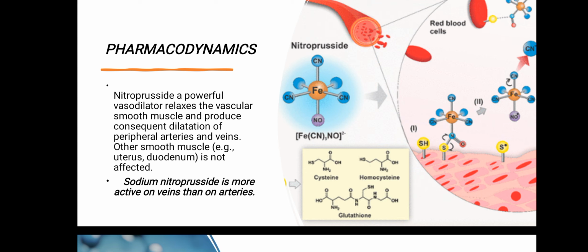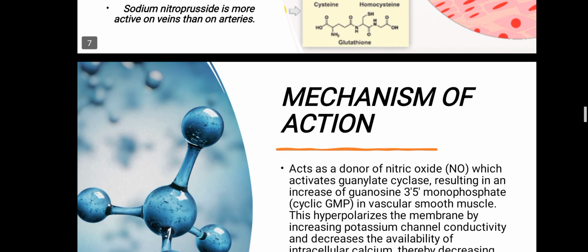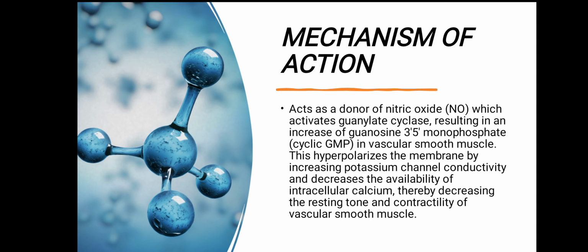Pharmacodynamics. Nitroprusside, a powerful vasodilator, relaxes vascular smooth muscle and produces consequent dilation of peripheral arteries and veins. Other smooth muscles, like the uterus and duodenum, are not affected. Sodium nitroprusside is more active on veins than on arteries. Mechanism of action. It acts as a donor of nitric oxide.